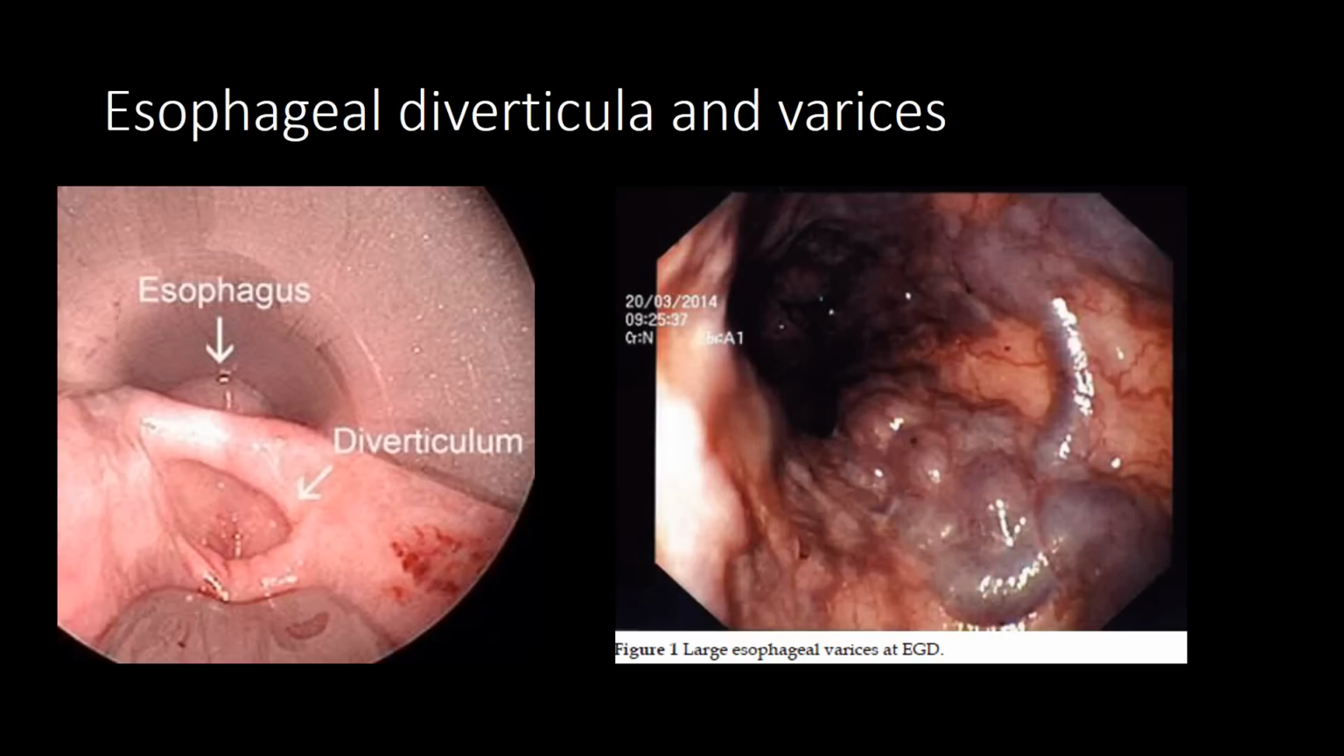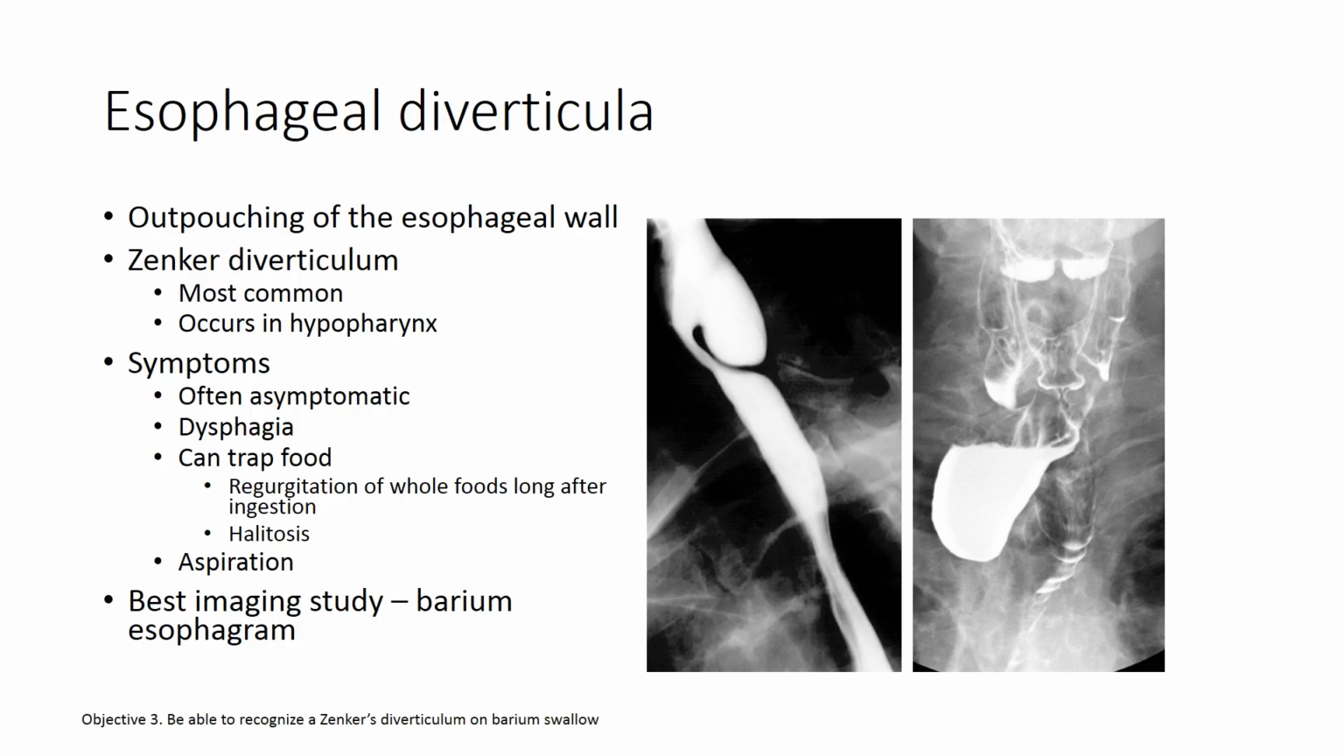Okay, we'll talk briefly about esophageal diverticula and esophageal varices. There are several kinds of esophageal diverticula. Dr. Loy discusses these on his slide number 6 on his lecture. But diverticula are outpouchings through the wall of a hollow viscus.